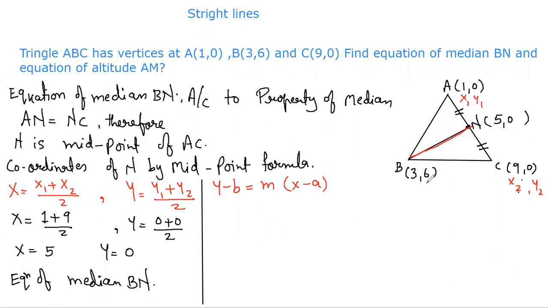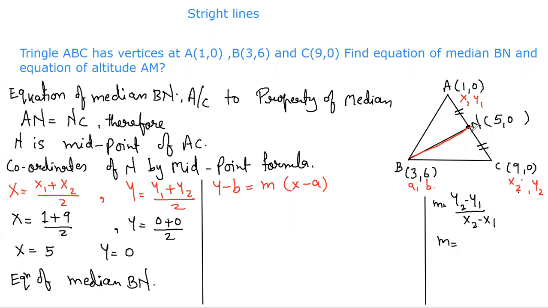Suppose we are taking (3, 6) as our a and b. So this is our a and this is our b. And we have to find m as well. For finding m, which is the gradient, we can use the formula: m is equal to y2 take away y1 over x2 take away x1.